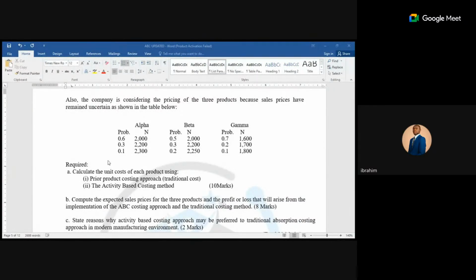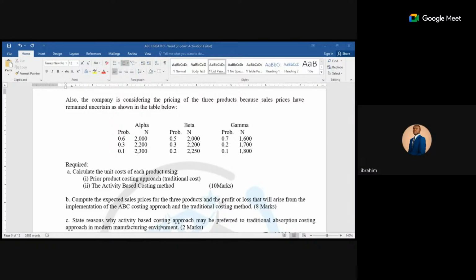That is why you see probability attached to the sales price. Probability of 0.6, 0.3, and 0.1. So we need to calculate the expected sales, meaning that we multiply each of the sales by the probability. And the profit that will arise from the implementation of the activity-based costing and the traditional costing approach. Meaning that we have to determine the profit, class.